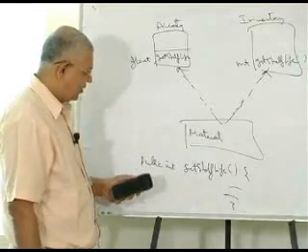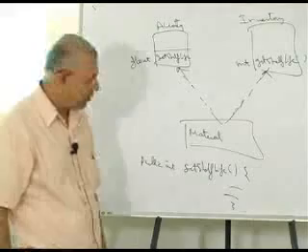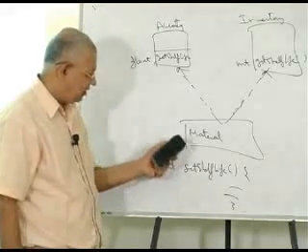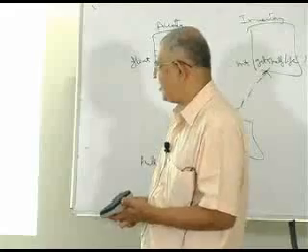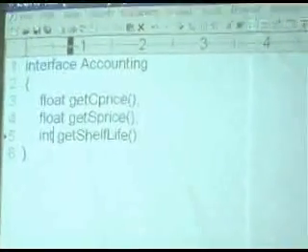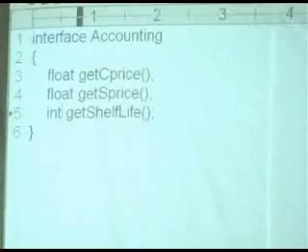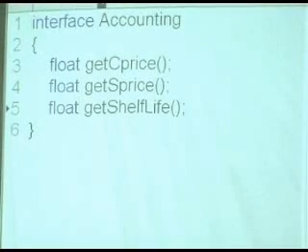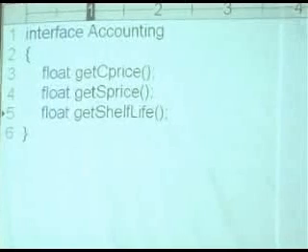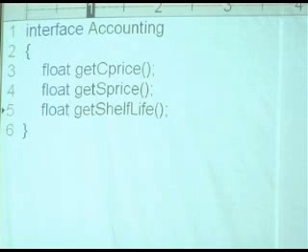And then I will come to an important aspect of Java where we'll understand what the problem is. So let's deal with this problem. Let's first have the problem. In the accounting interface we do have a get shelf life, but we are changing it to float. That means the return type of get shelf life in the accounting interface is float, and in the inventory interface it is int.